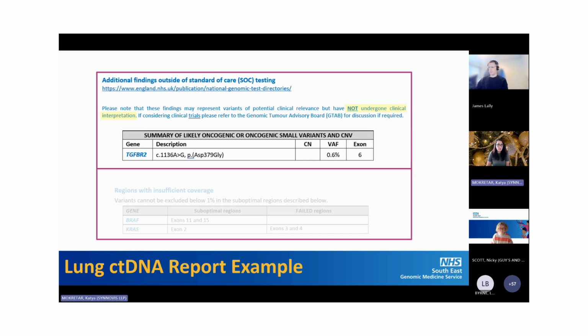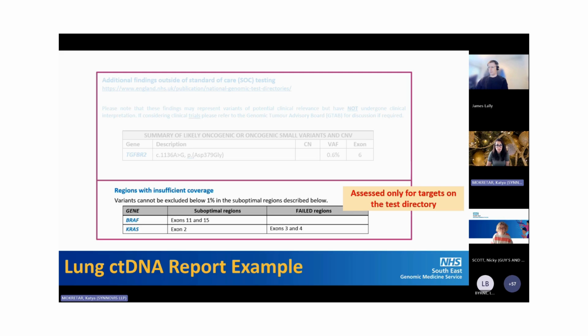The second bit of this is the regions of insufficient coverage. In this specific example, BRAF has been suboptimal and KRAS failed, and you can see all the regions that failed or were suboptimal. A very important thing to note here is that this quality assessment and coverage is done only for the genes covered by the test directory, and none of these additional genes have been assessed for full coverage.